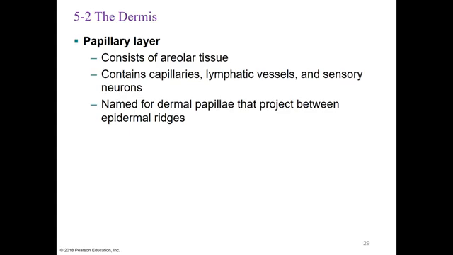The papillary layer is the topmost portion of the dermis, and it's made mainly of areolar tissue. We talked about areolar tissue in Chapter 4. Areolar tissue is a type of loose connective tissue proper. It's going to have in it capillaries, lymphatic vessels, and sensory neurons. It is named papillary for those dermal papilla we talked about that are between the epidermal ridges. We'll look at a picture of this too.